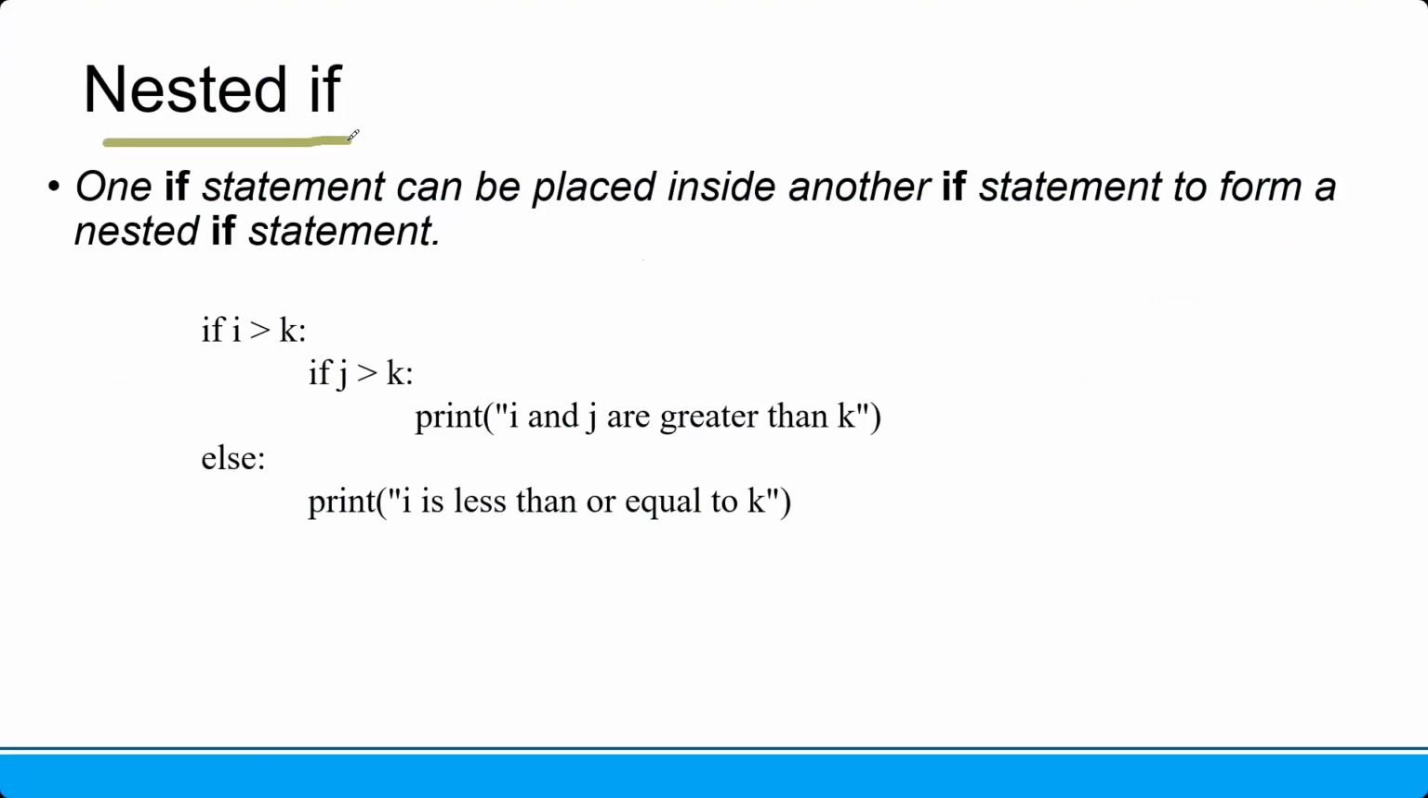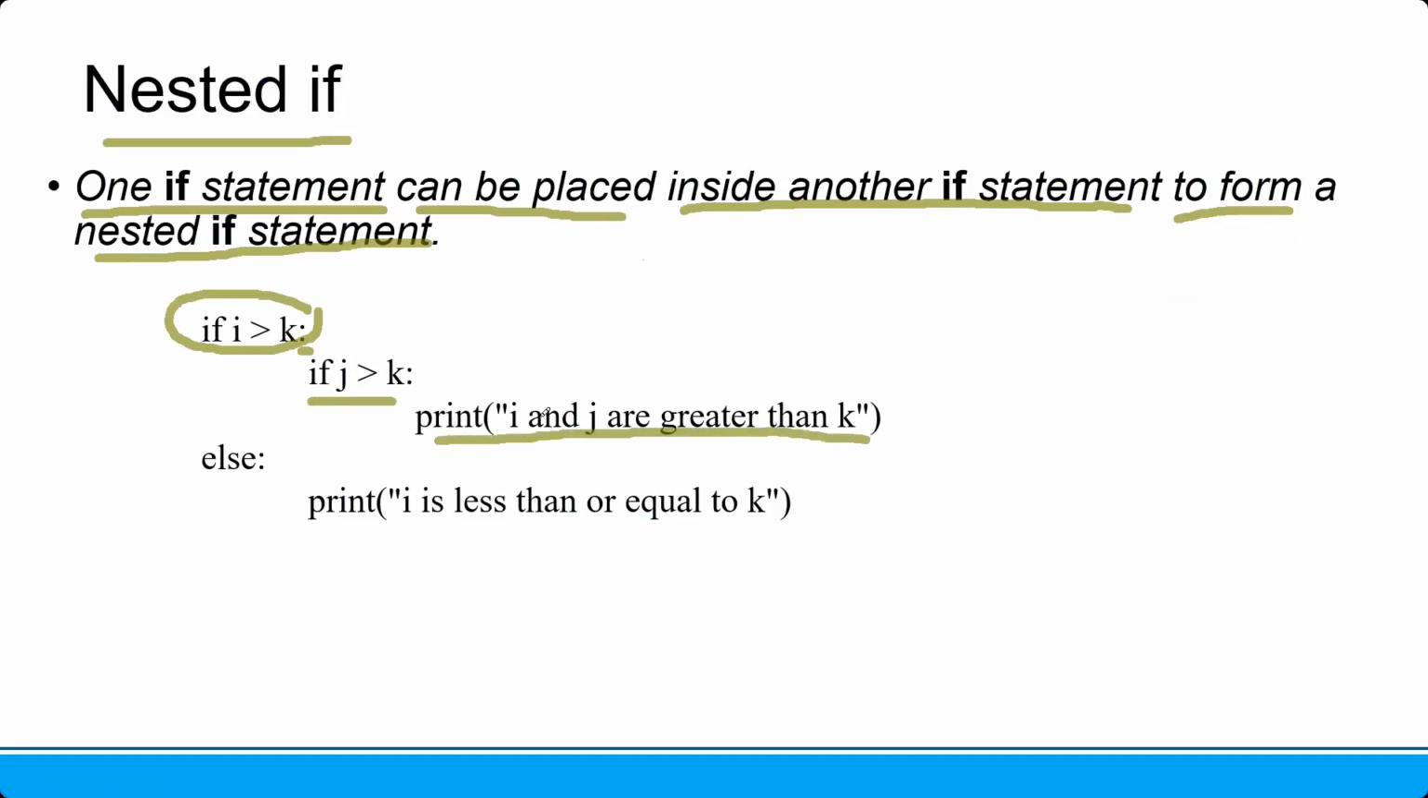Nested if means one if statement can be placed inside another if statement to form a nested if statement. So I have the first if: i is greater than k. If it is true, then I have another if. I check if j is higher than k, then I will print "i and j are greater than k".